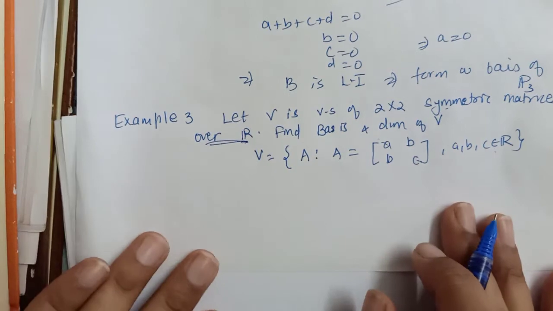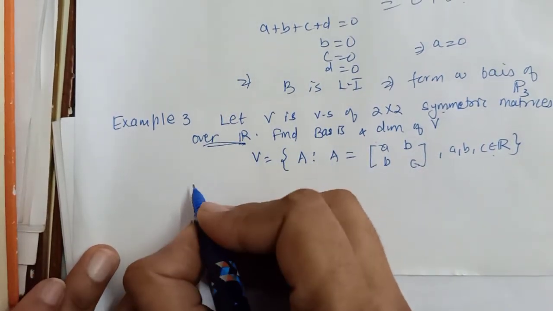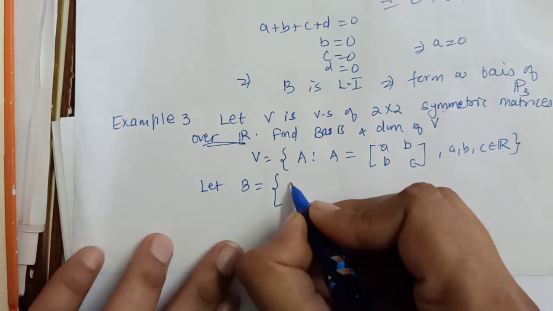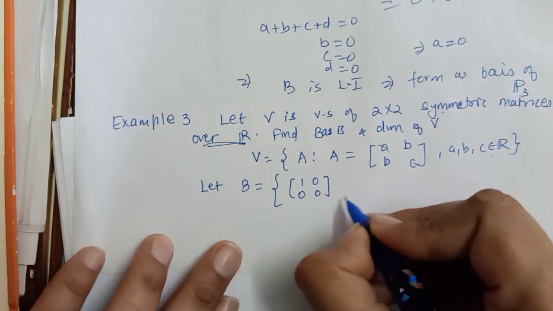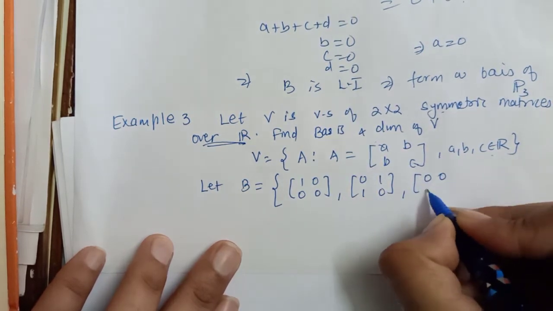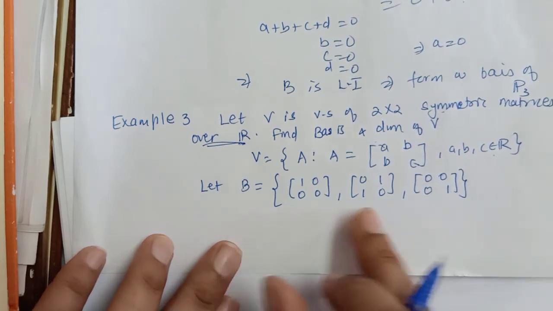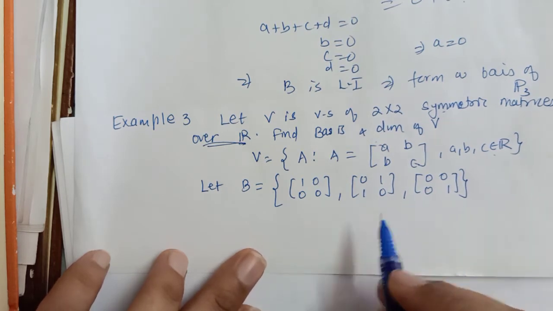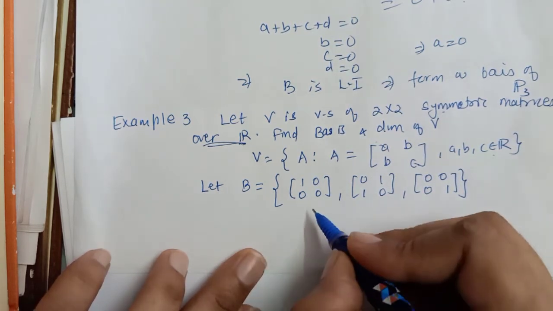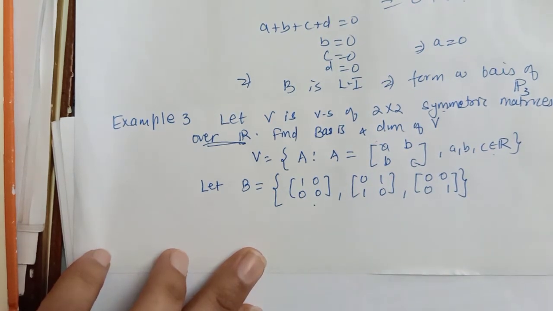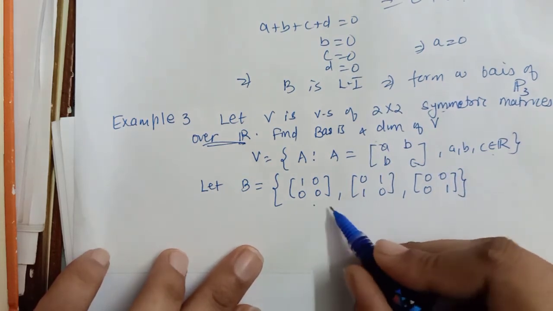So we have to find its basis and dimension. Let us take a set B which consists of the matrices 1 0 0 0, 0 1 1 0 and 0 0 0 1. We will prove that this B is the basis, and if it becomes a basis, what would be the dimension? Dimension is the number of elements in the basis. So how many elements will be in this basis? 1, 2, 3. So this will become a three-dimensional vector space. Now you would be wondering why I have considered these three.